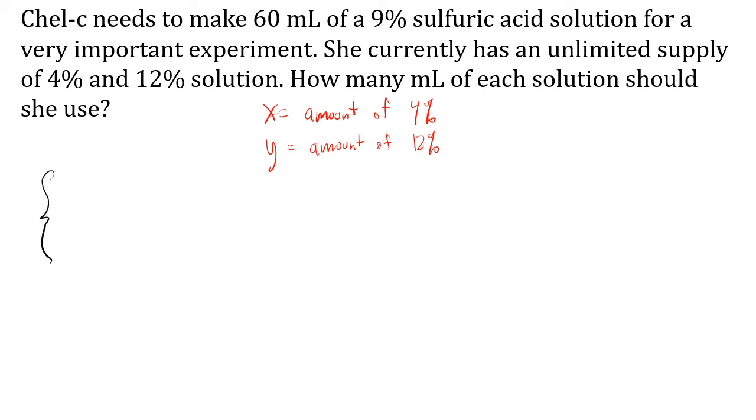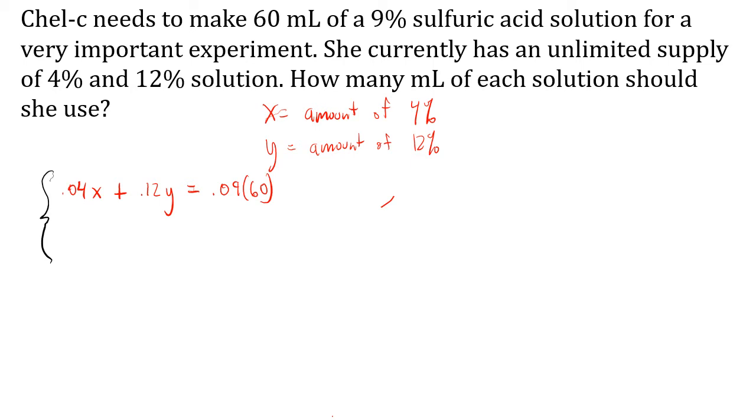Let's write one for the amount of actual acid that needs to be added to this. So we have 0.04 as the concentration of acid in the amount. If we multiply 0.04 times x, that is the amount of pure acid in that component of this mixture. And then if we add 0.12y, right, 0.12 is 12%, that will give us the total amount of pure acid, which we know is 0.09 times 60. So that would be equation 1.